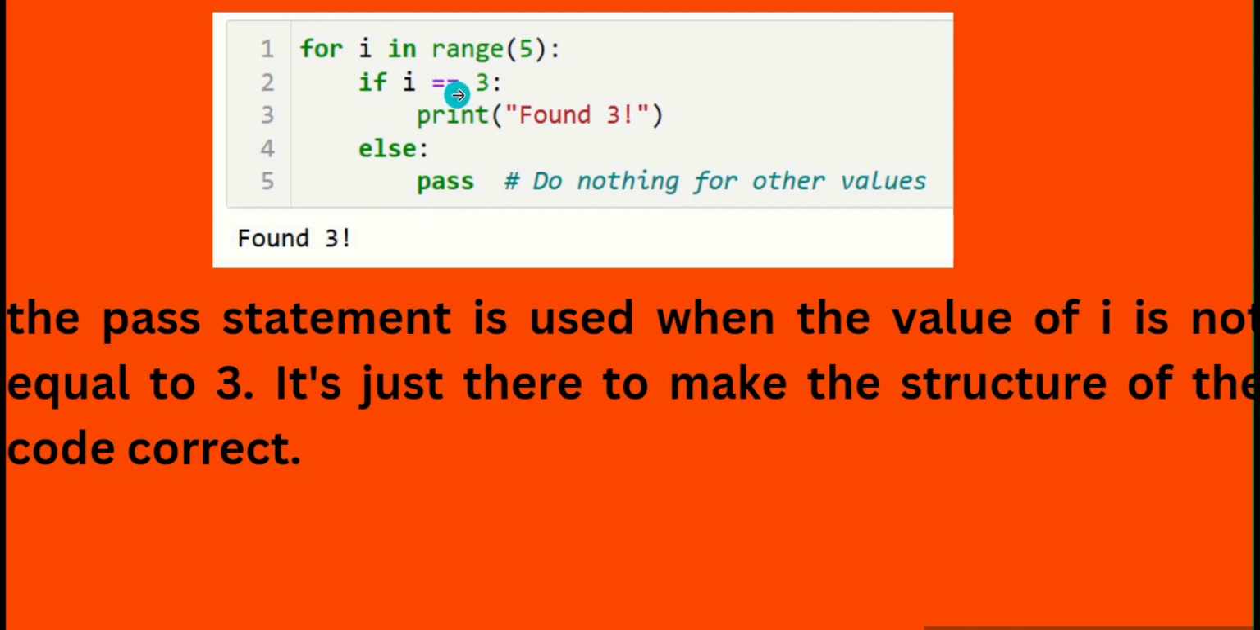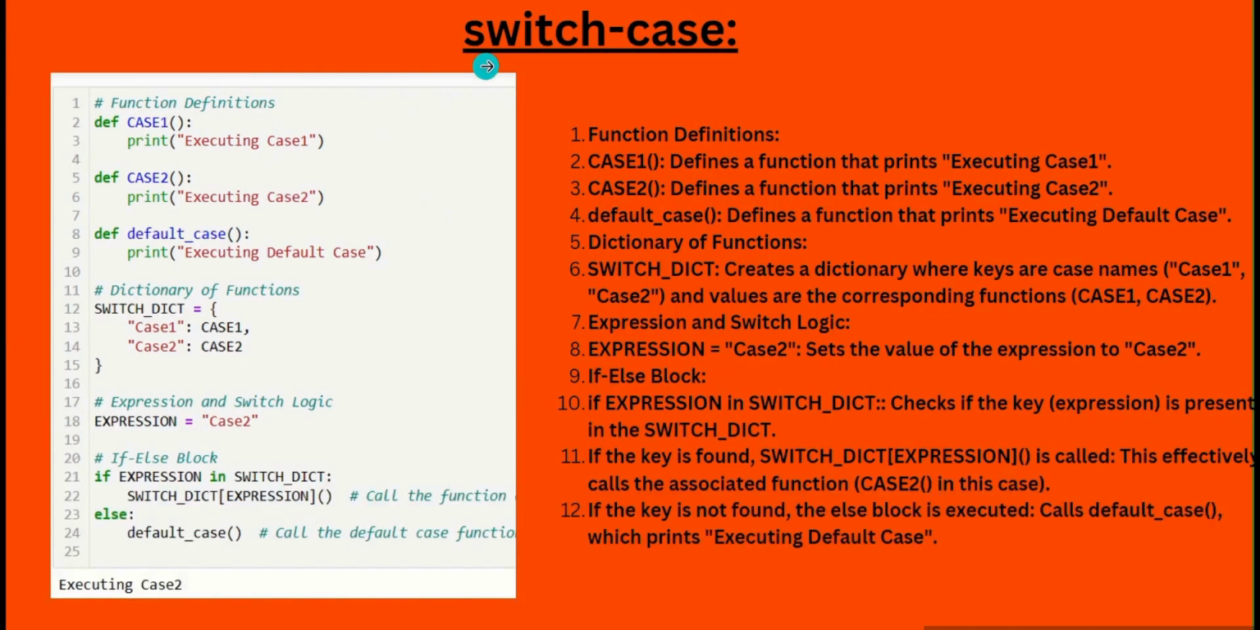Now in the third iteration, 2 plus 1, 3. 3 is equal to 3. Therefore, I get found 3 as my output. You can note that when pass statement is executed, nothing gets printed. Therefore, it was a null operation. Done. Hope it's clear. Let us have a quick look at switch case statement.